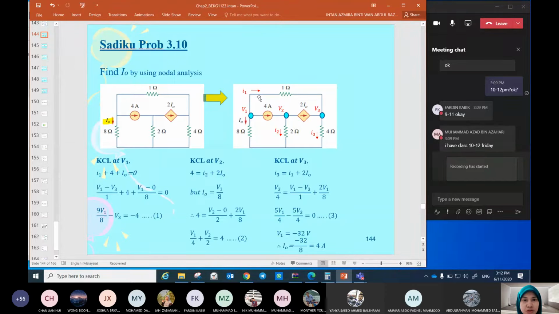So I1 is equal to V1 minus V3 divided by 1, plus 4 plus I0, which is V1 minus 0 divided by 8, is equal to 0. Then please rearrange your equation so that we have V1, V2, V3 and so on in order, equal to a round number. Any question regarding KCL at V1? No question?